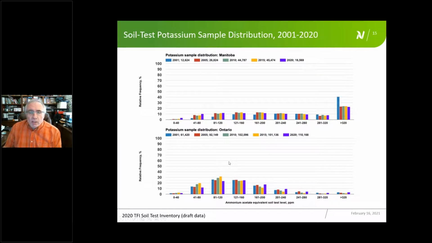So here we have Manitoba. Again, not a lot of change in the middle of the chart, in the middle ranges, but we are tending to increase somewhat these deficient soils where potassium would be needed. Now, with the increase in acreage for corn and soybeans in Manitoba, this becomes more of a concern, those crops having a higher requirement and higher removal rates. So that could be part of what's happening here, is greater crop removal from corn and soybeans than we might have from wheat and canola.